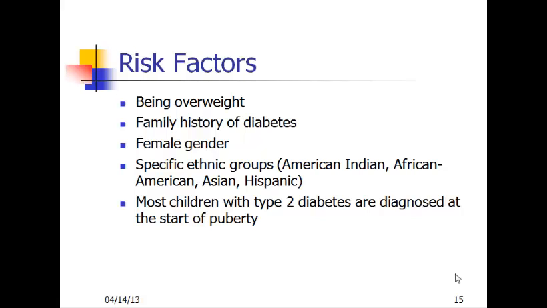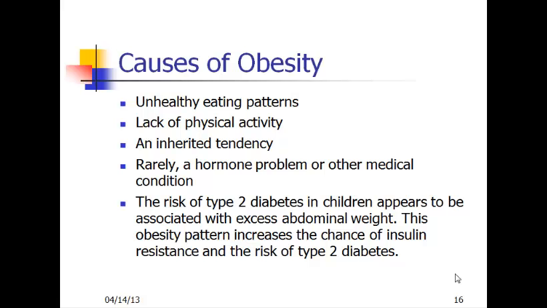Some risk factors for getting type 2 diabetes: being overweight, a family history of diabetes, being of female gender, and being in specific ethnic groups such as American Indian, African American, Asian, and Hispanic. Most children with type 2 diabetes are diagnosed at the start of puberty. Some causes of obesity are unhealthy eating patterns, lack of physical activity, an inherited tendency, and rarely a hormonal problem or other medical condition. The risk of type 2 diabetes in children appears to be associated with excess abdominal weight. This obesity pattern increases the chance of insulin resistance and the risk of type 2 diabetes.